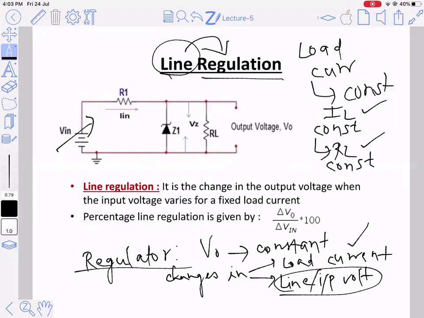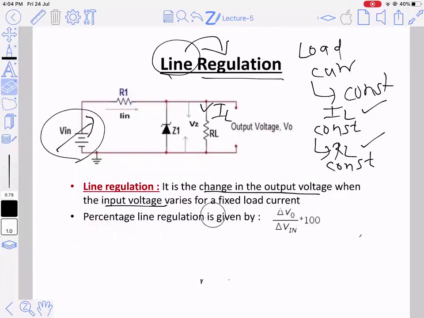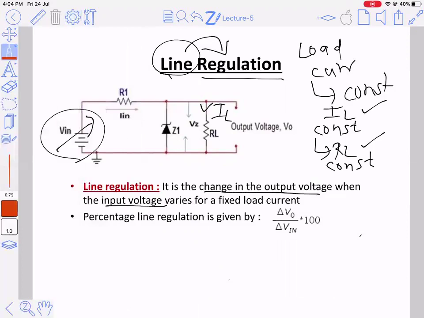So what is the line regulation definition? Change in the output voltage when the input voltage varies, for a fixed load current. This is your IL. So load current is fixed. And how do you define percentage line regulation? Percentage line regulation is given by change in the output voltage divided by change in input voltage, because input voltage is varying.